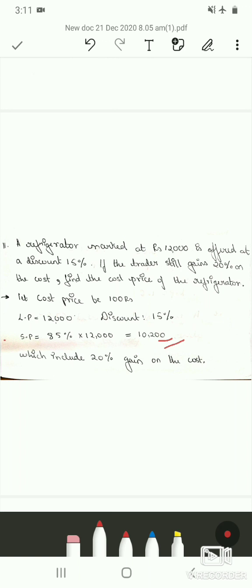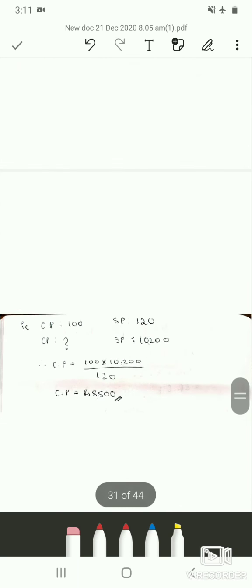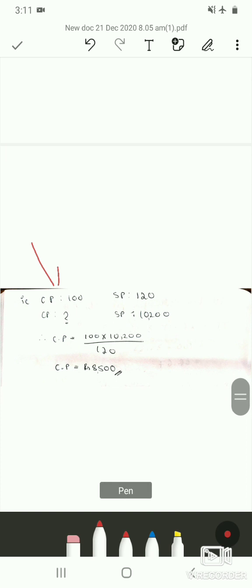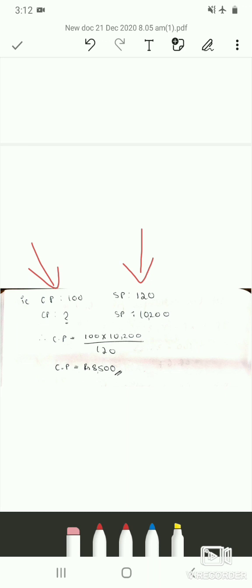earned a profit of 20% on the cost price. So therefore if the cost price is 100, then the selling price would be 120, that is 20% profit. So the selling price will be 120 rupees. Therefore what will be the cost price when the selling price is 10,200? So just cross multiply. Therefore we will get the cost price of the refrigerator as 8,500 rupees.